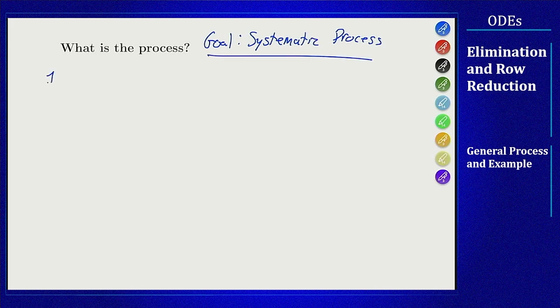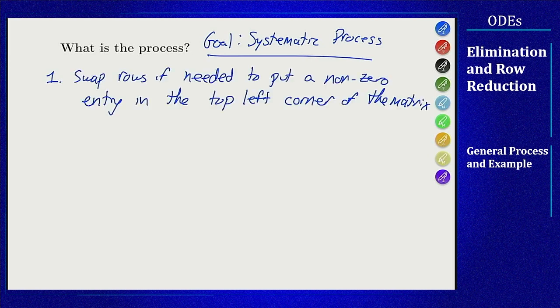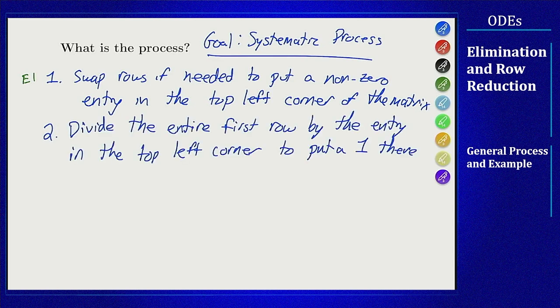Well, step one, once you have your system already in the appropriate matrix form, is to swap rows if needed to put a non-zero entry in the top left corner of the matrix. And this comes from our E1 operation of being able to swap equations or swap rows in the matrix. Step 2 of this process is to make that non-zero entry a 1 by dividing the whole row by that first entry. So divide the entire first row by the entry in the top left corner to make a 1 in that spot.